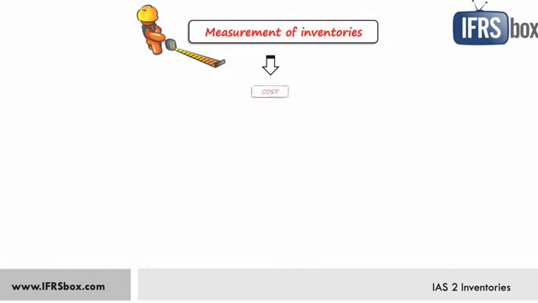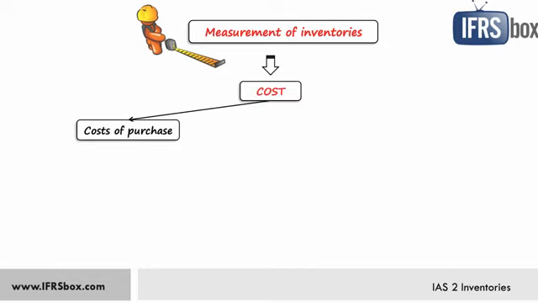Let's take a look at the cost of inventories. It consists of three elements. Number one, cost of purchase. And here we include a purchase price, import duties, non-refundable taxes, costs directly attributable to the acquisition of finished goods like transport, and we deduct trade discounts and similar items.